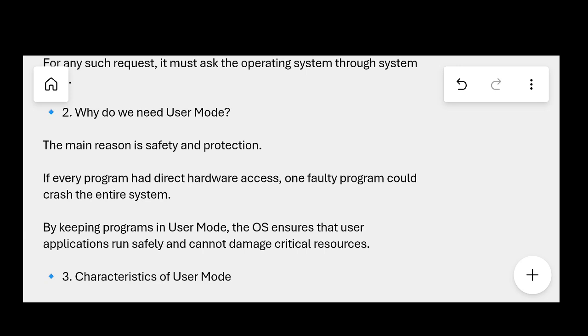Why do we need user mode? The main reason is safety and protection. If every program had direct hardware access, one faulty program could crash the entire system. By keeping programs in user mode, the OS ensures that user applications run safely and cannot damage critical resources.